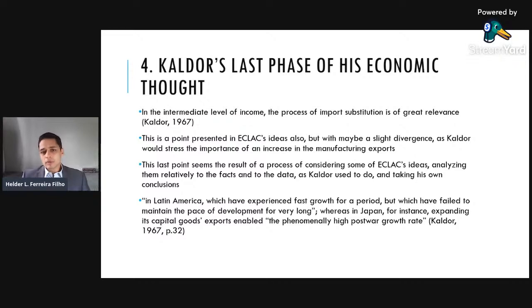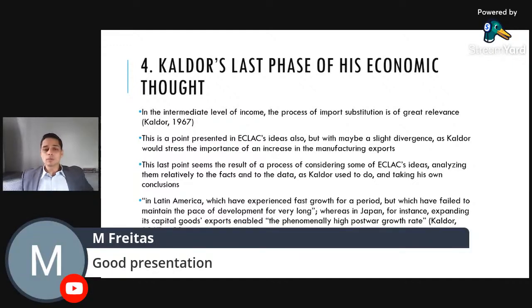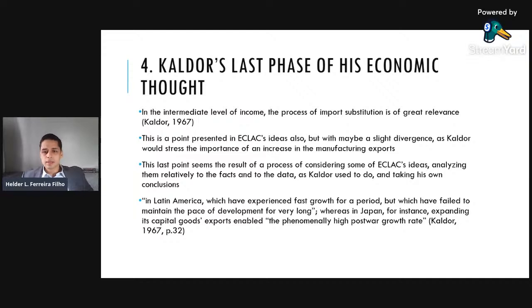At the intermediate level of income, the process of import substitution is of great relevance, says Calder. This is a point also present in ECLAC's ideas, but with a slight difference, because Calder would stress that it's important to promote exports, particularly manufacturing exports. This last point seems to be the result of a process of considering some of ECLAC's ideas, analyzing them relative to the facts and the data, as Calder used to do in his reasoning, and drawing his own conclusions.